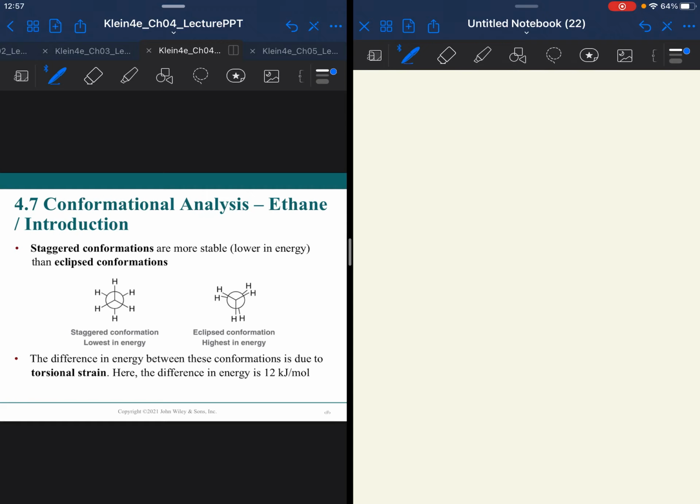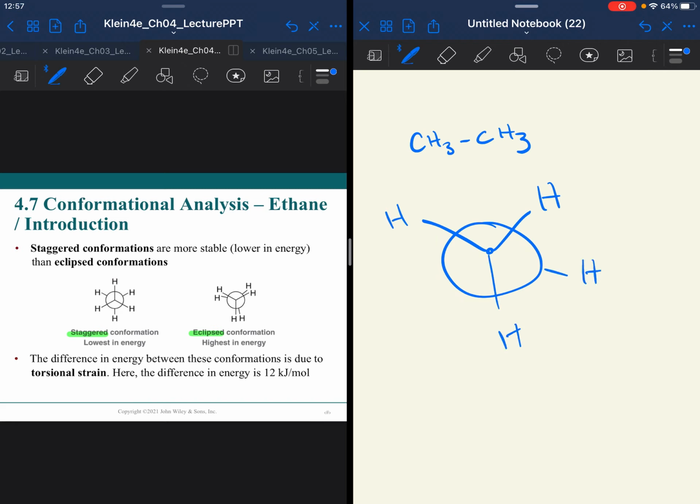There are two different conformations that are really important for you to know up front: the staggered versus the eclipsed conformation. With ethane, it's very simple. The only things hanging off of that molecule are hydrogens. In the staggered conformation, all of the hydrogens have dihedral angles of 60 degrees with hydrogens on the neighboring carbon. In the eclipsed conformation, the dihedral angle is 0 degrees.